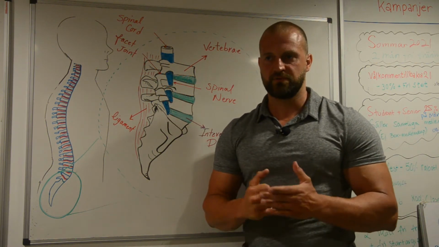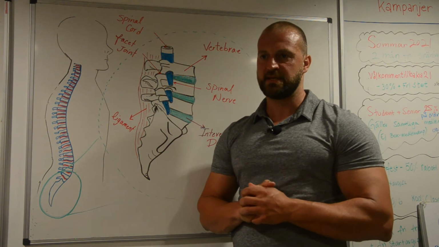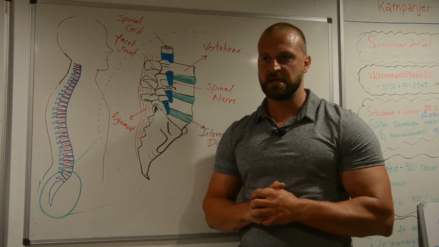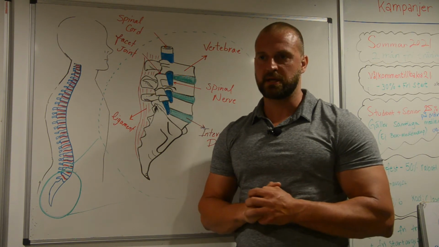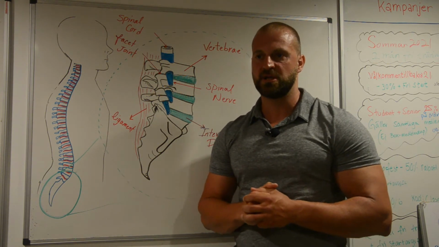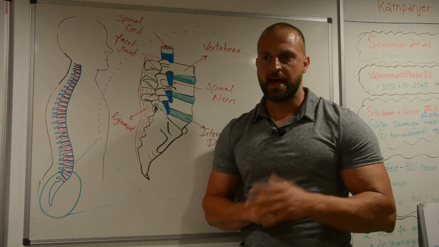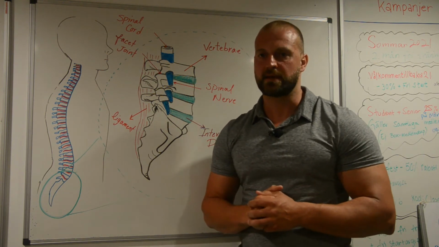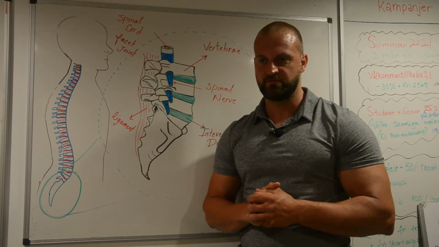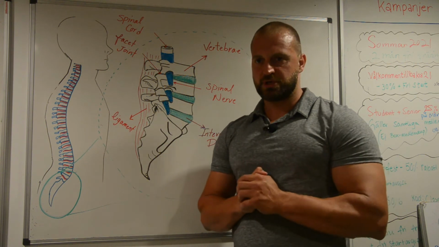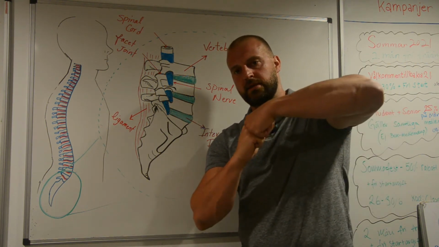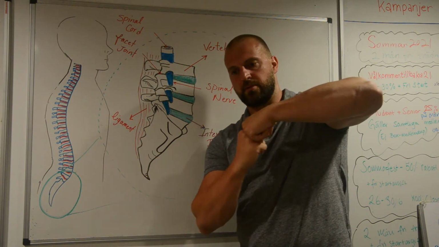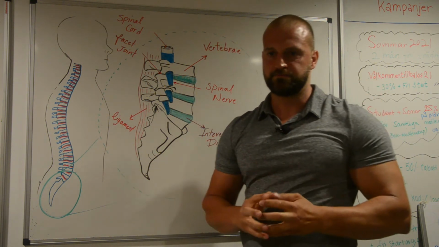Also, we have torsion force. The best examples of torsion force are the single arm cable row or single arm dumbbell row, and more functional movements like movements in golf. This force occurs when a vertebra wants to rotate over the vertebra below.